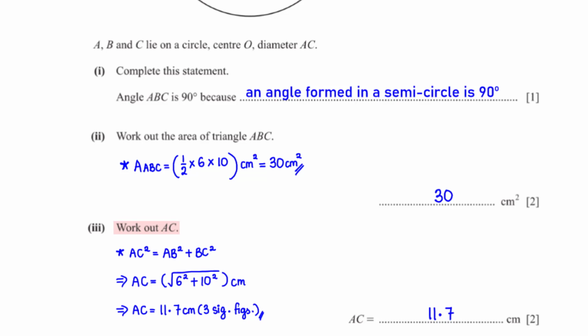Work out AC. We can get AC by applying the Pythagoras theorem to triangle ABC. This gives us AC squared equals AB squared plus BC squared. AB is 6 centimeters and BC is 10 centimeters. When we plug in these values into the equation and make AC the subject, this is what we have, which is equal to 11.7 centimeters rounded to 3 significant figures.